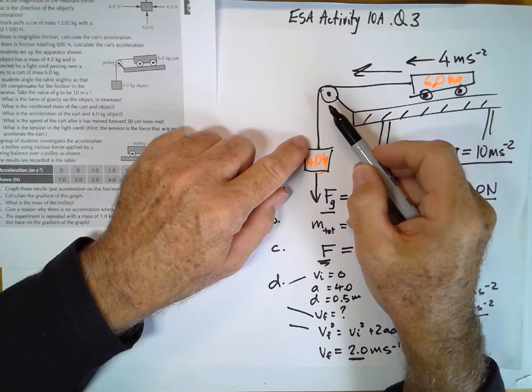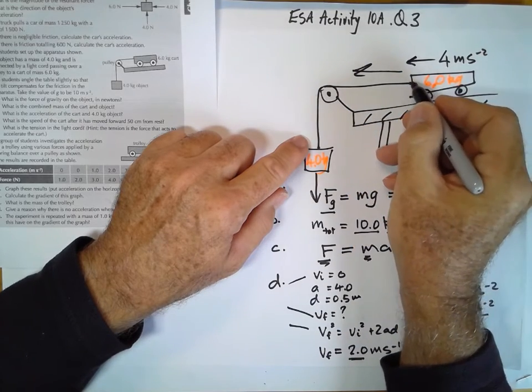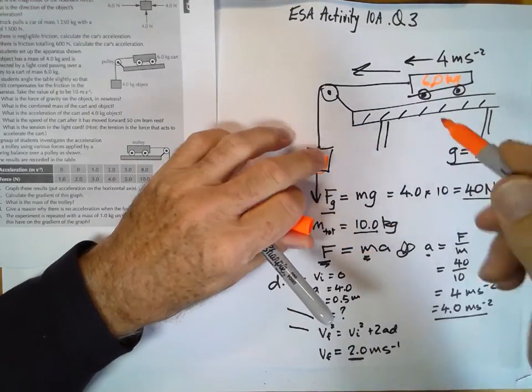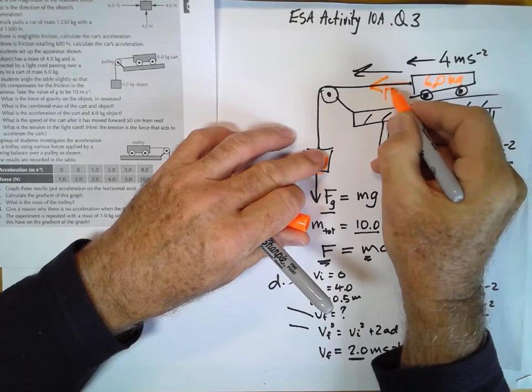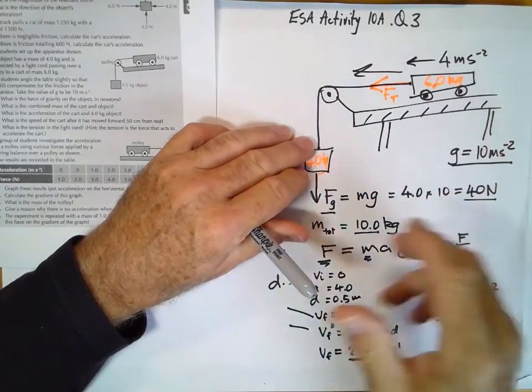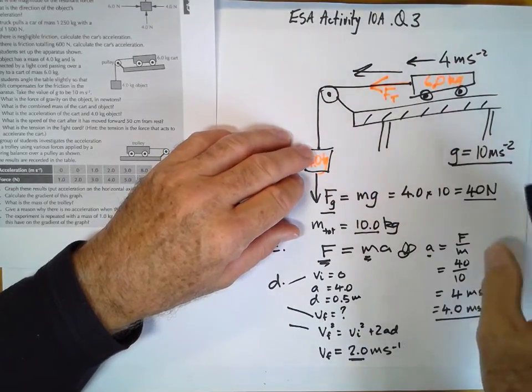And what's providing the force? Well, the only force we've got really is the tension in the string. So the tension in the string, this tension force in the string, has got to be the force which is accelerating this cart. So let's use our simple equation here.